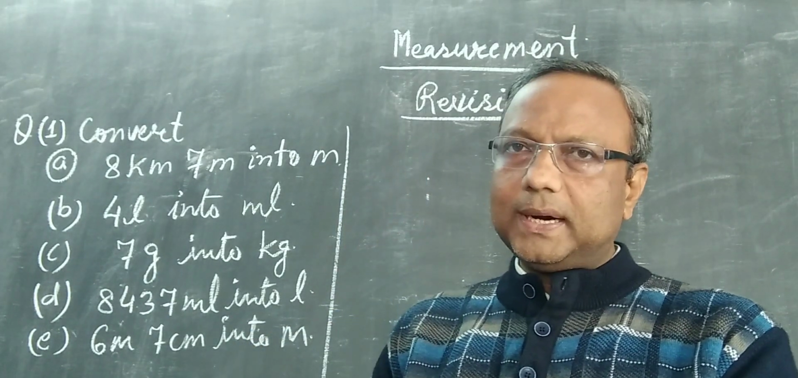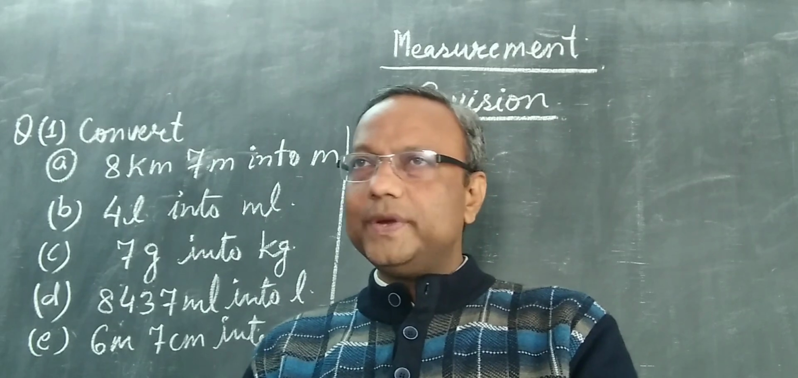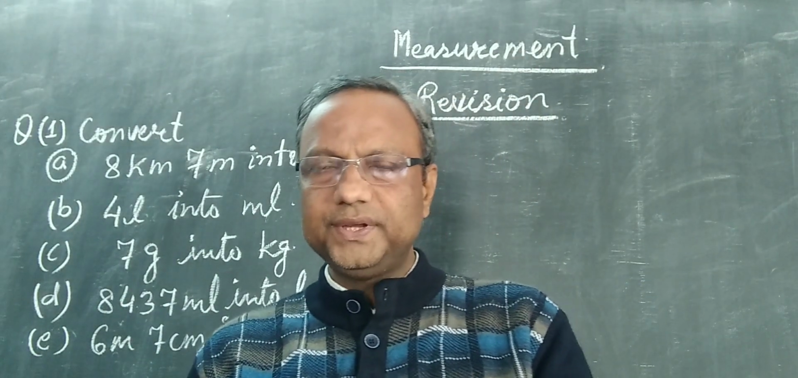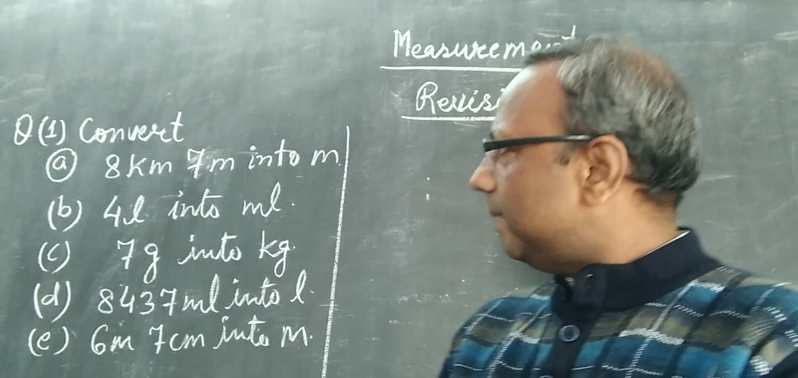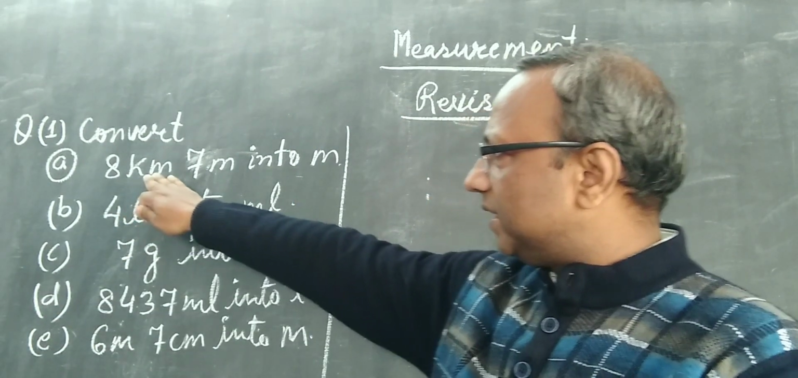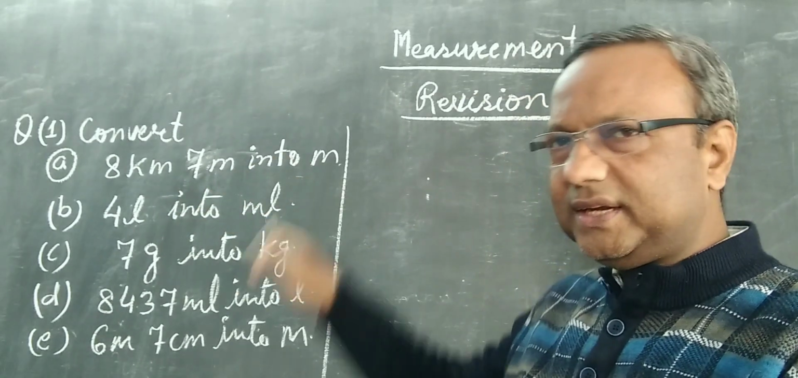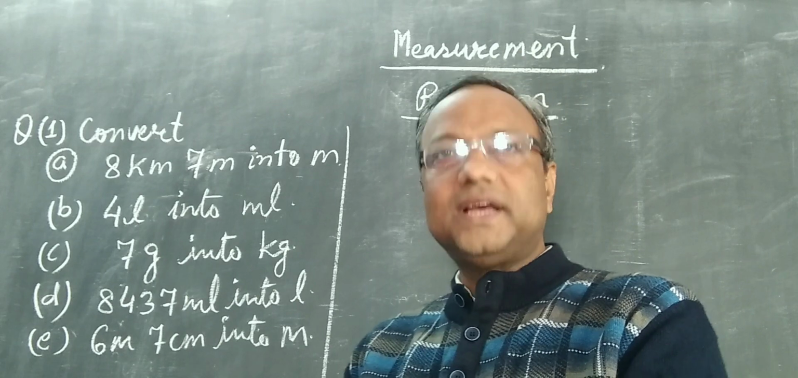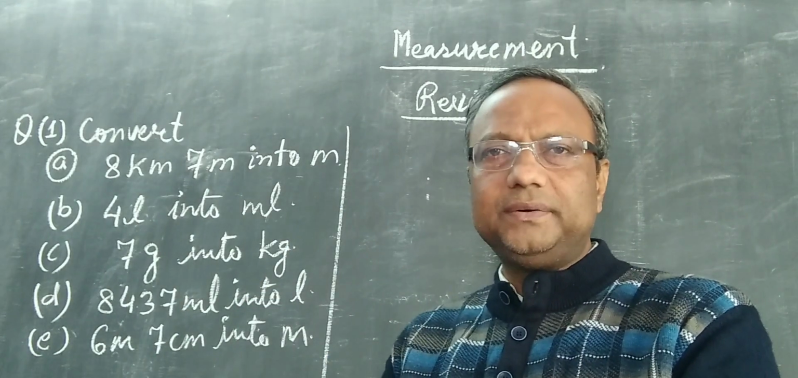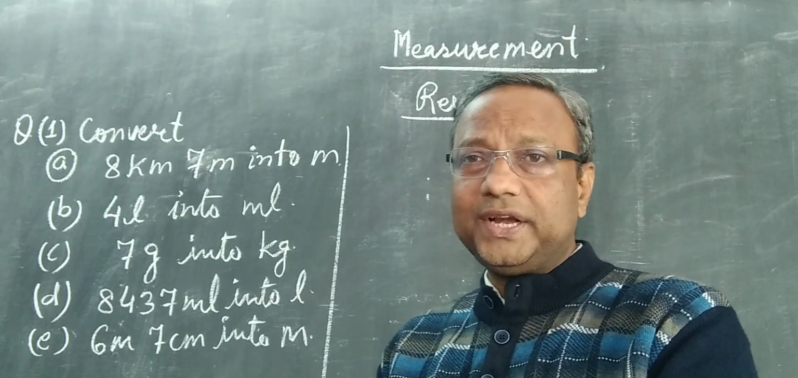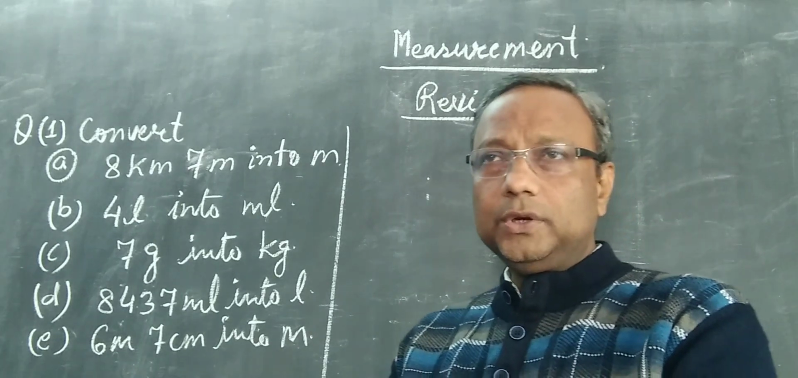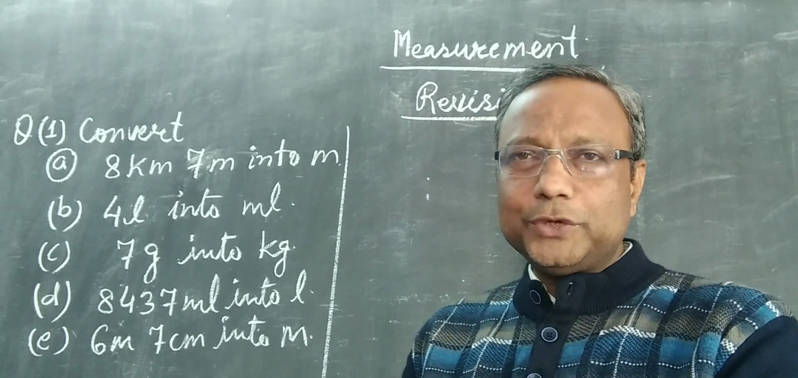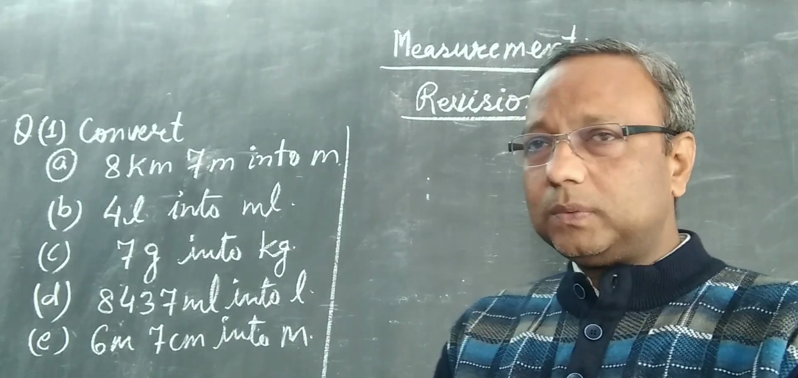Here we have to convert a greater unit into a smaller unit and a smaller unit into a greater unit. So we can take the first example, 8 kilometer 7 meter into meter. We have to convert into meter, from a greater to a smaller unit. Kilometer is the greater unit, meter is the smaller unit. Do you know the unit order now? Yes. So once again we can write down the unit order to solve this problem.